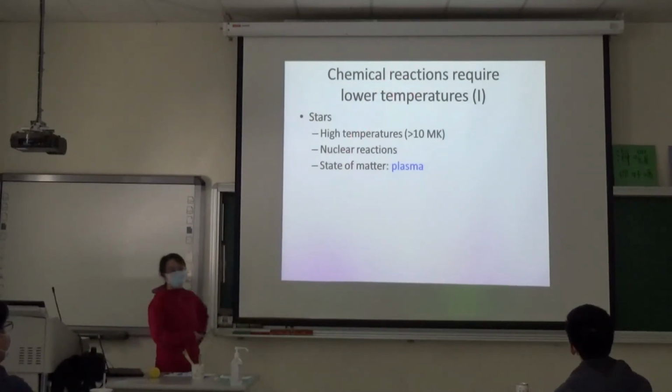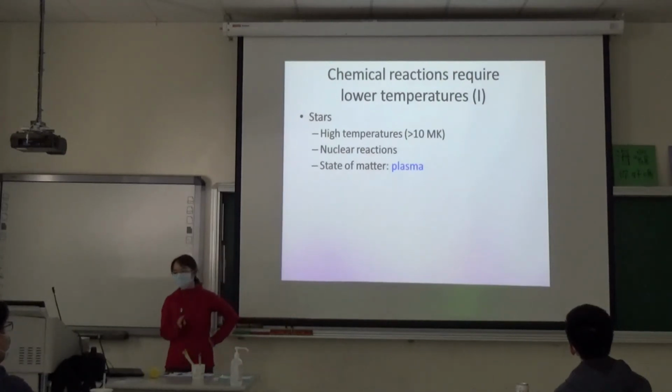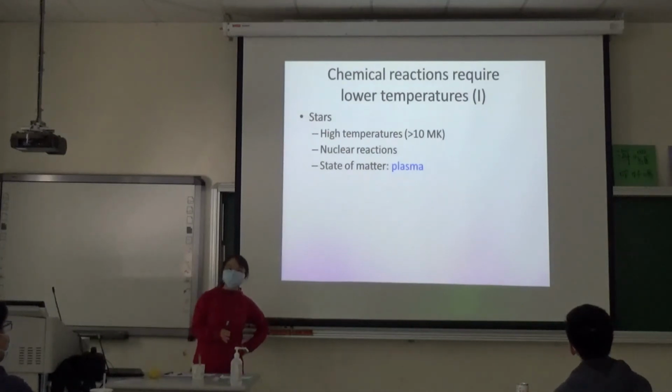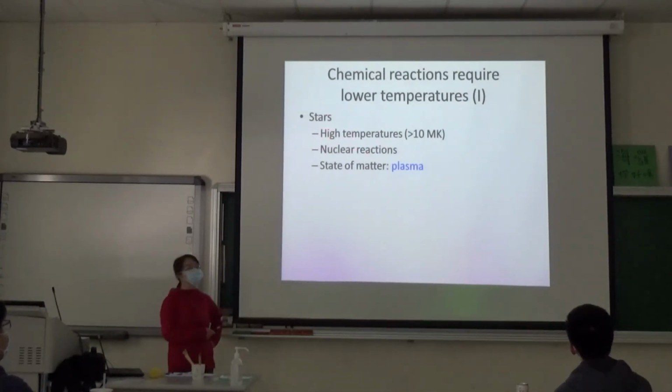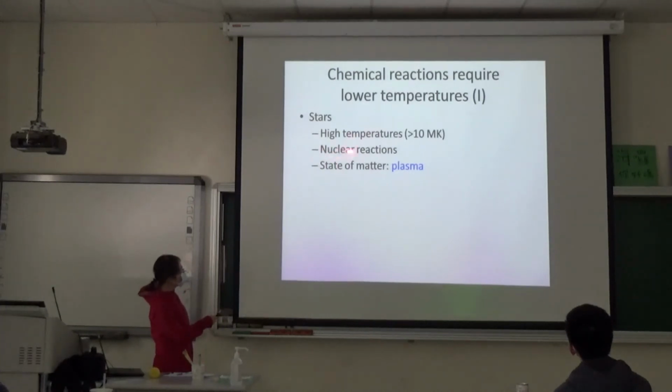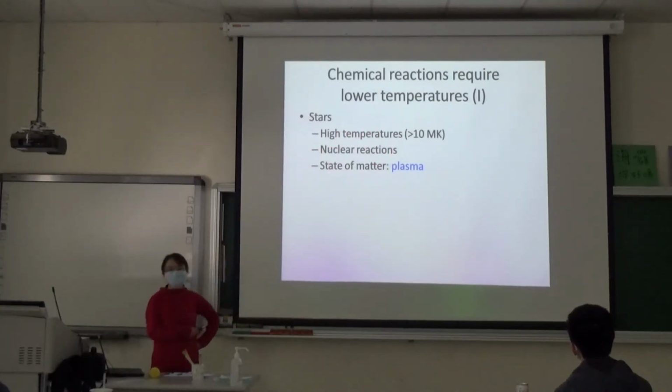As I repeatedly say, if you want chemical reaction, you need low temperature. If you need nuclear reaction, you need high temperature. And in stars, we have very high temperature. Therefore, we have nuclear reaction, and in stars, the so-called state of matter is plasma.